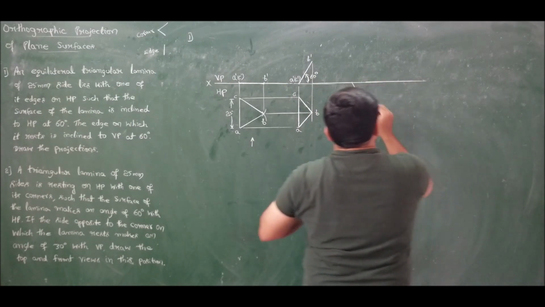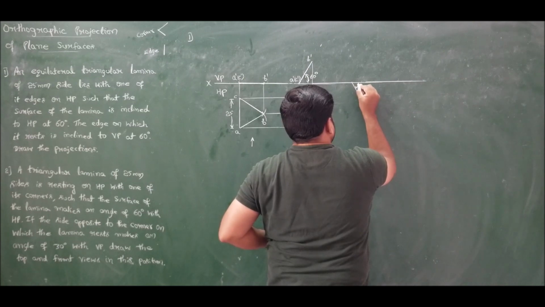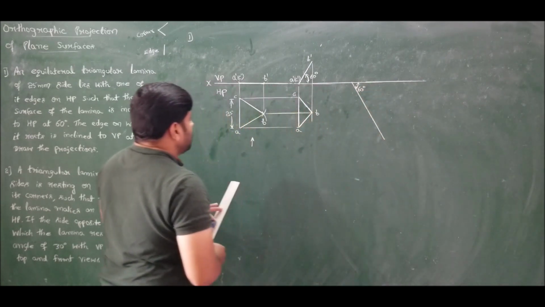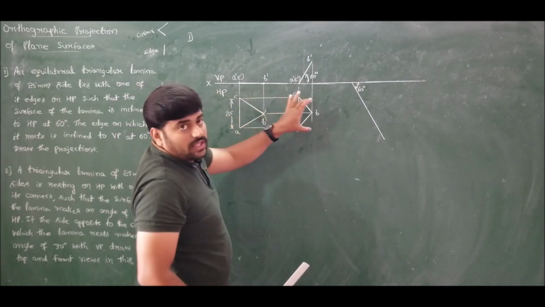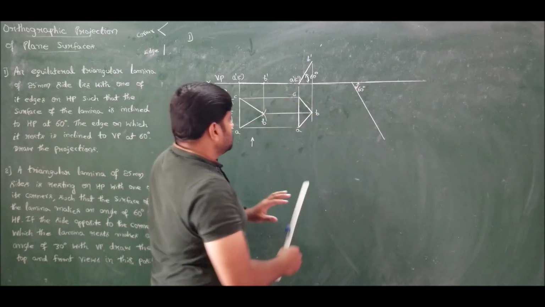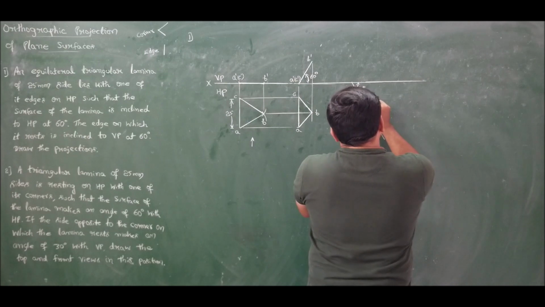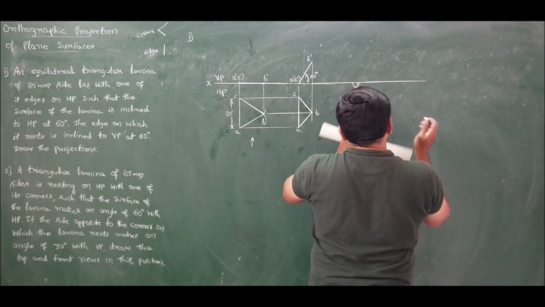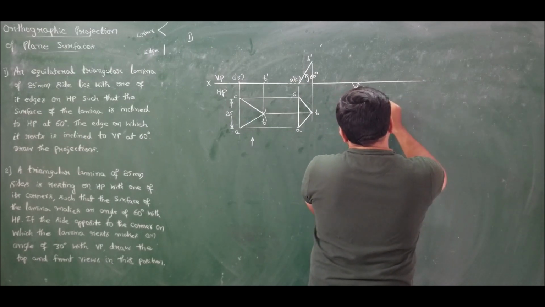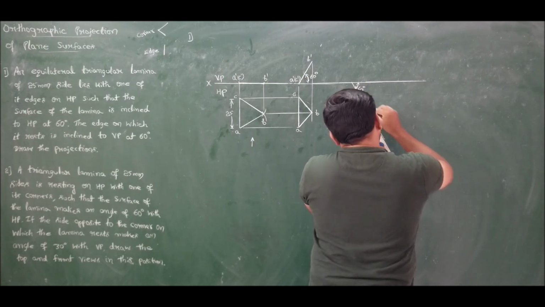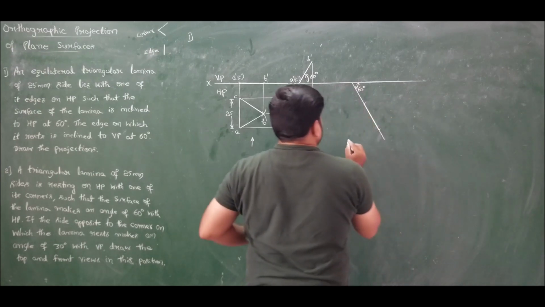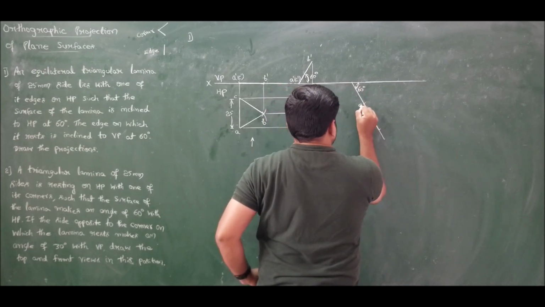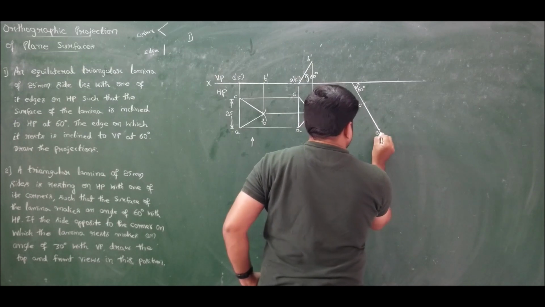So I have drawn a line at an angle of 60 degrees. Now if you observe, this entire dimension is 25 itself. It is unaltered. So therefore draw AC on this line, which is 25 mm. Drawn AC. So this is C and this is A.